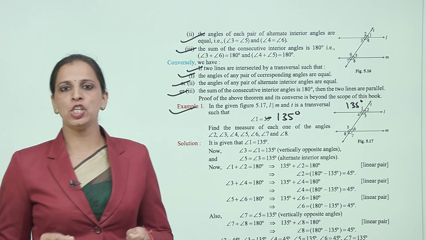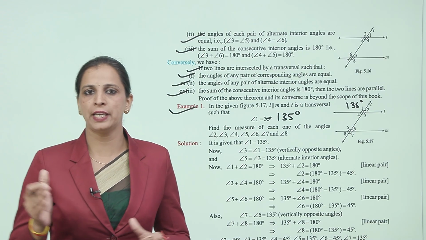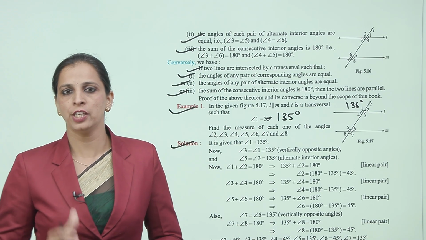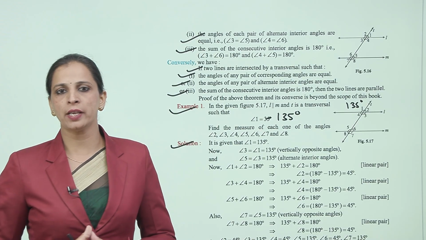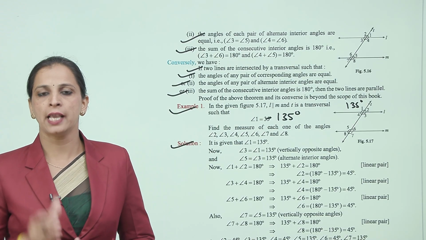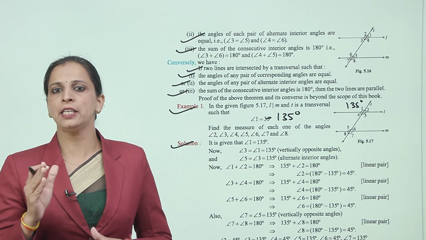Find the measure of each one of the angles: angle 2, angle 3, angle 4, angle 5, angle 6, angle 7 and angle 8. Solution. It is given that angle 1 is equal to 135 degrees. Now, angle 3 is equal to angle 1, that is equal to 135 degrees, vertically opposite angles. Angle 5 is equal to angle 3, 135 degrees, alternate interior angles.